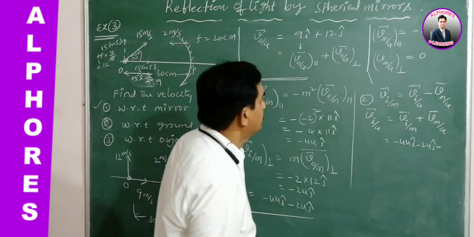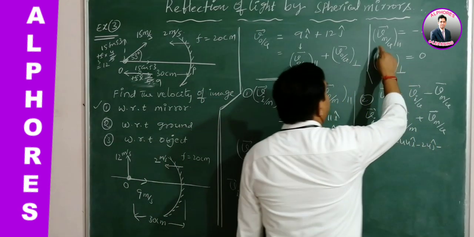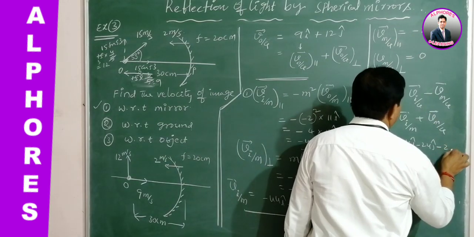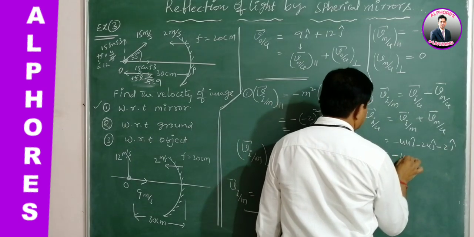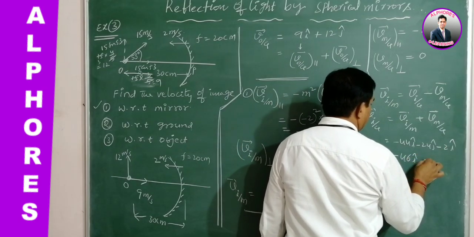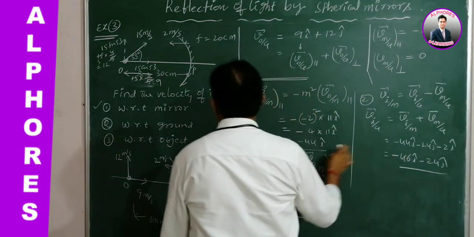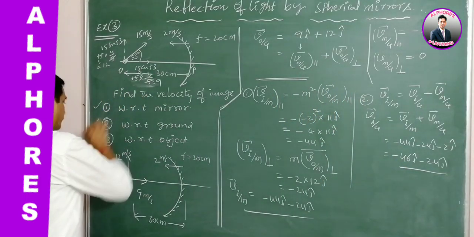Mirror with ground, it is only having horizontal component, vertical 0, therefore minus 2 i, which gives us minus 46 i minus 24 j. So this is your answer. This is the answer for the second question, over.